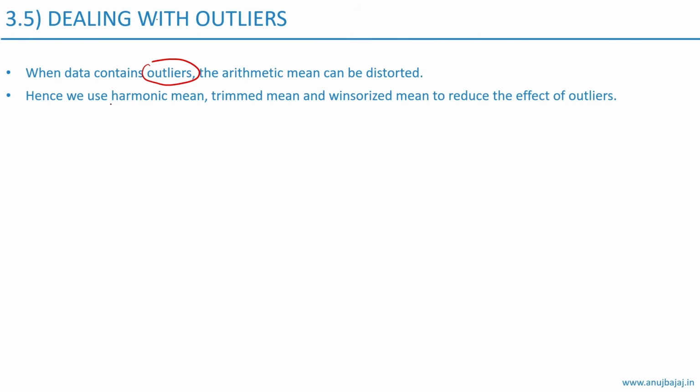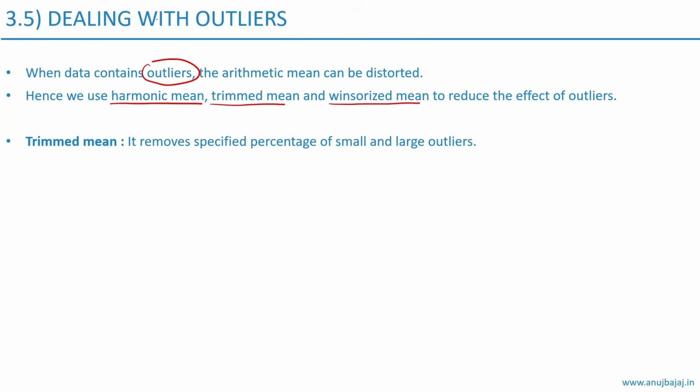Harmonic mean can be used when we have large outliers, but when we have small outliers, harmonic mean is not that useful. We also have 2 other methods to deal with the outliers, which is trimmed mean and Windsorized mean. In trimmed mean, what happens is, we remove a specified percentage of small as well as large outliers. Suppose we have 300 observations with us and we decide that the lowest 10% of the observation and the highest 10% of the observation are outliers. And we want to remove these outliers.